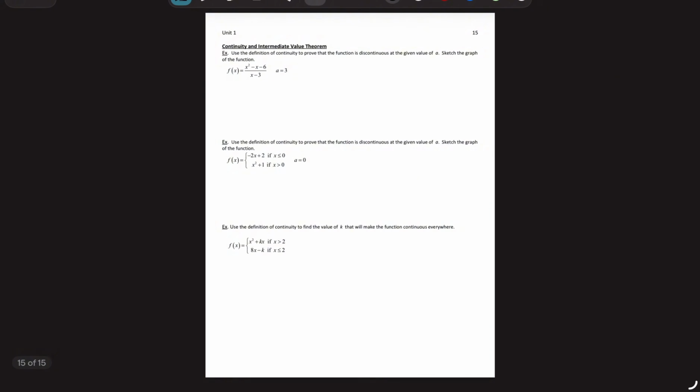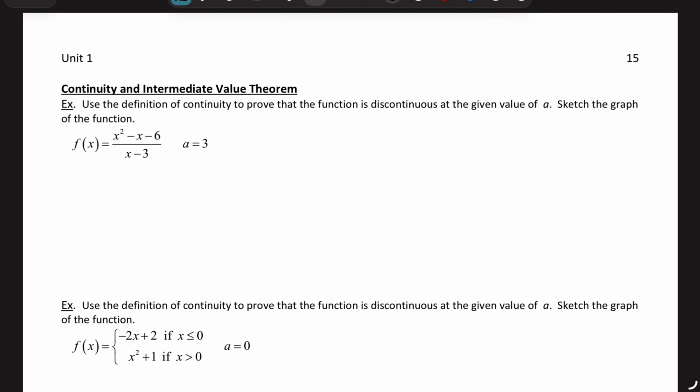Let's move on. We have to use the definition of continuity to prove that the function is discontinuous at a given value of a. And we have to sketch the graph. We can keep the sketching of the graph as homework. We just have to identify if it's discontinuous. So since f is undefined at x equals 3, f of 3 is undefined. So we can say the function is not continuous.